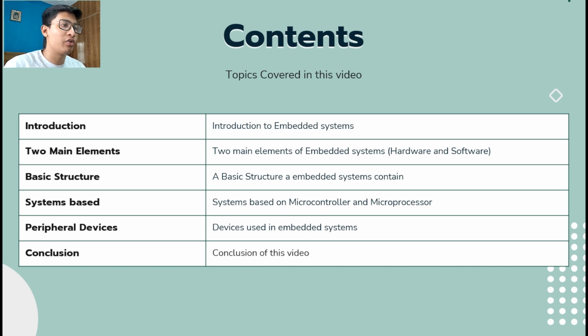First, we will introduce you to embedded systems. Then we will talk about two main elements in the embedded system, like hardware and software. Then we will discuss the basic structure of the embedded system. Then we will move to system-based embedded systems like microcontrollers and microprocessors. Then we will go to peripheral devices, like all the ranges of the peripheral devices. We will discuss a few of them. Then we will go to the conclusion of this video.